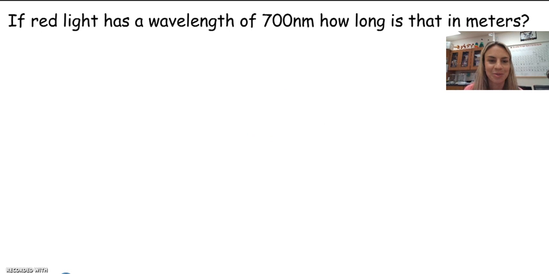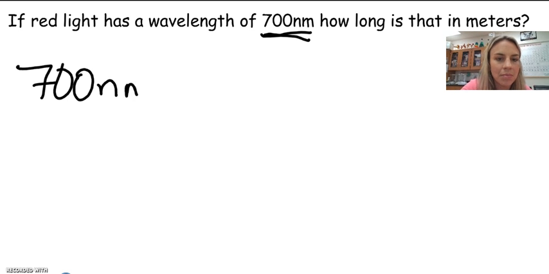All right, since you guys are so good at that one, we're going to do one that's a little bit more challenging. Let's read the question. It says, if red light has a wavelength of 700 nanometers, how long is that in meters? Here is what we're given, the 700 nanometers. Nanometers, have you ever heard of that unit before? It is a metric unit and it has a prefix nano. I'm sure you've heard of a meter before, but let's start with the number that we're given.